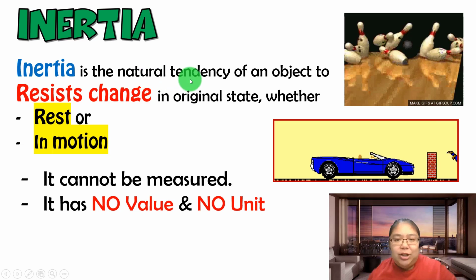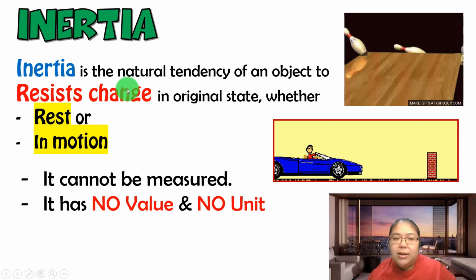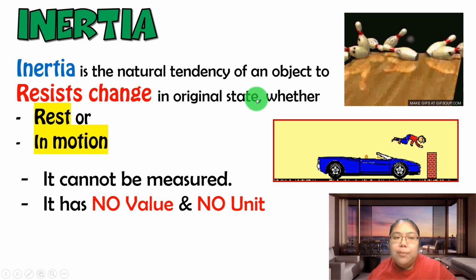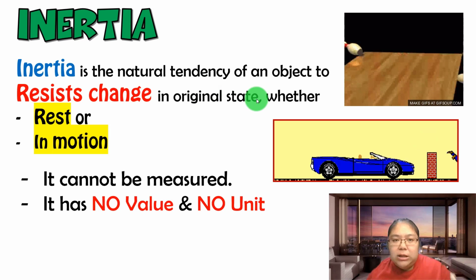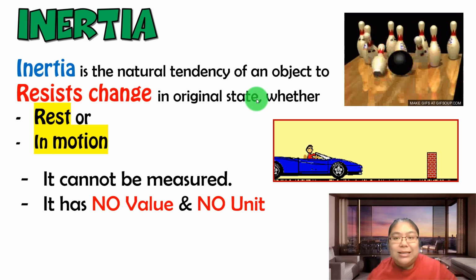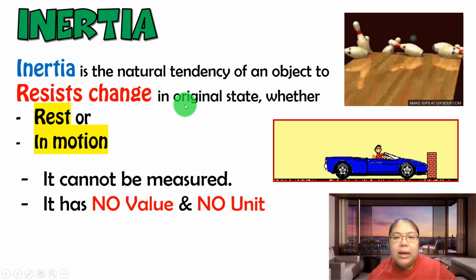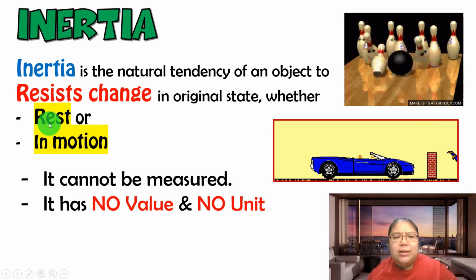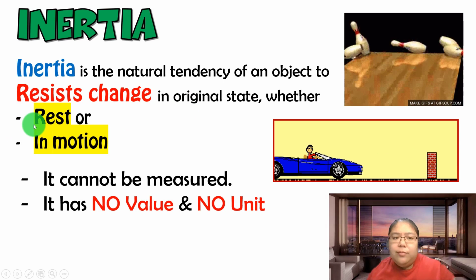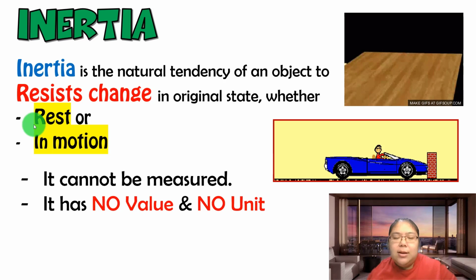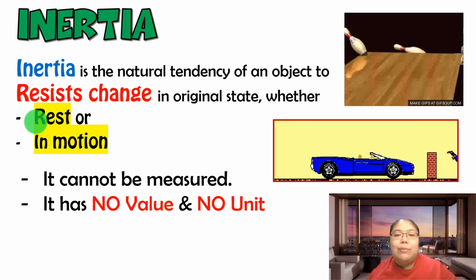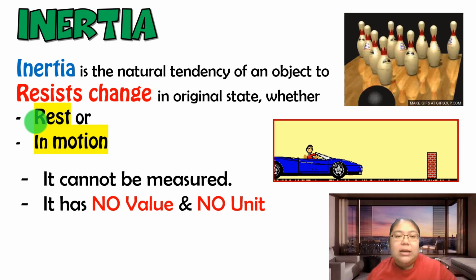Inertia is the natural tendency of an object to resist change in its original state. It means objects, and even humans, do not want to change the situation. For example, if the situation now is at rest and there are no forces, the object will continue to rest, unless something pushes the object to move.